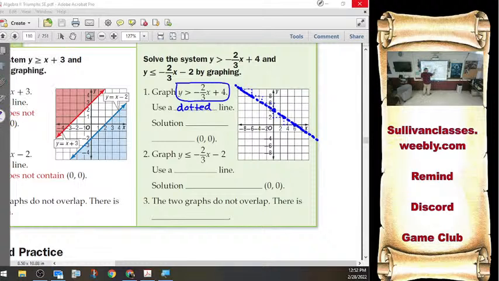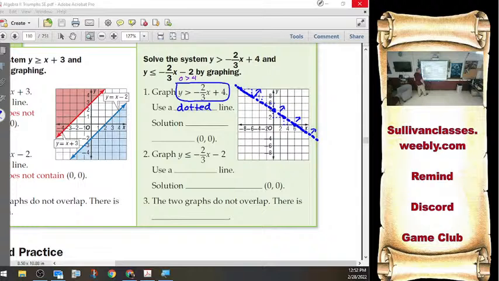If I put 0 here and here, I get 0 is greater than 4. Is that true? No. So I will not shade here. I will shade the other direction, and use my little arrows.